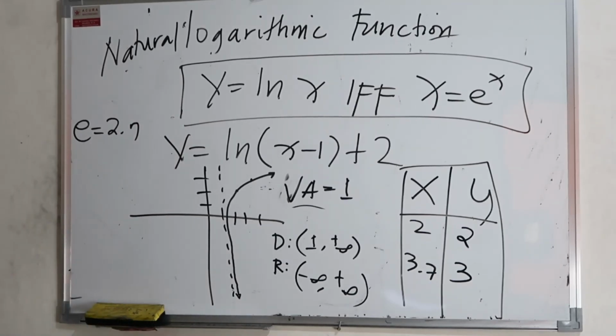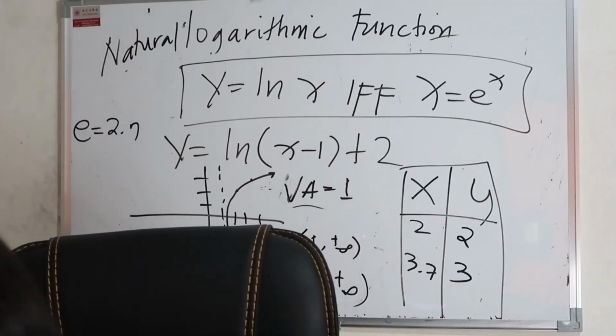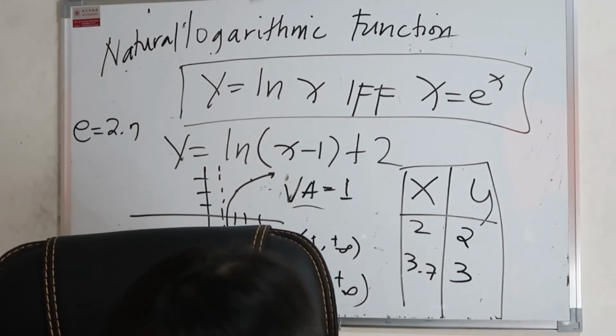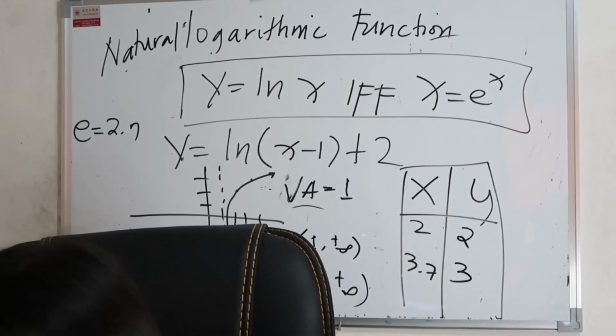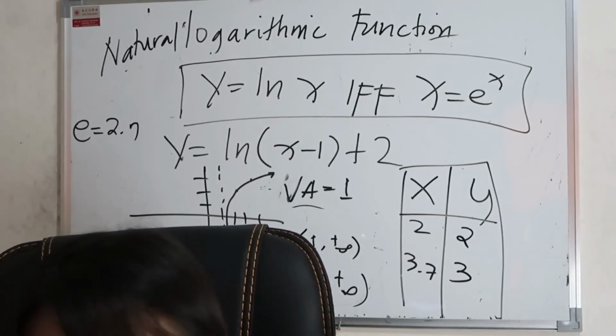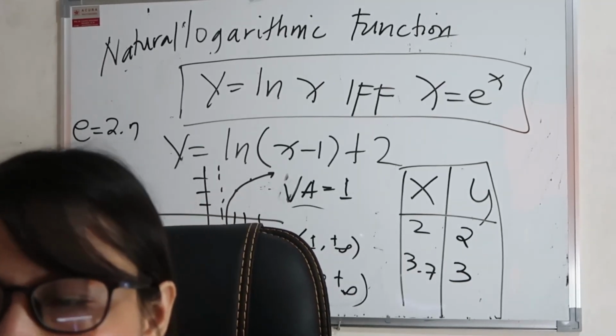So any more questions in graphing an exponential function, logarithmic function, and natural logarithmic function? So again, natural logarithmic function is the inverse of a natural exponential function, and logarithmic function is the inverse of exponential function. Okay?